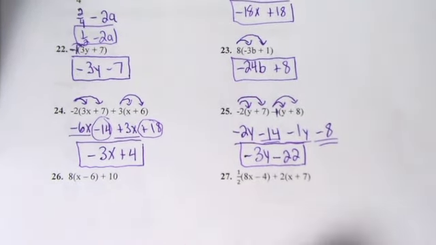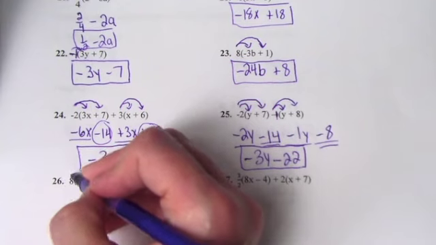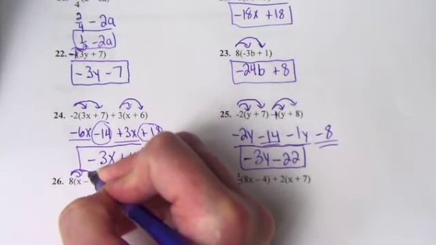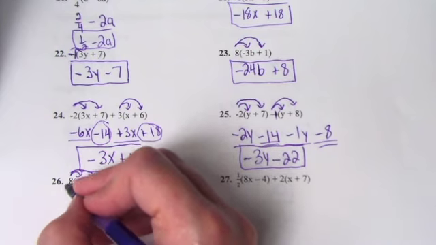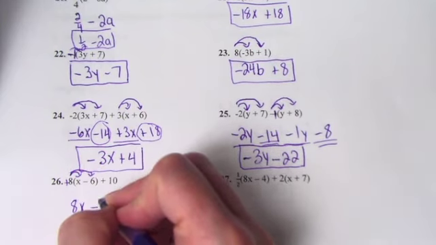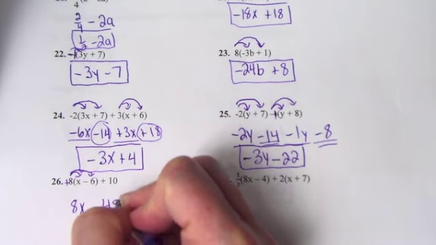All right, just about over here. Let's do our last two. 8 will go to x and -6. So we have 8x, and then 8 times -6. Positive times negative is negative, and then 8 times 6 is 48.